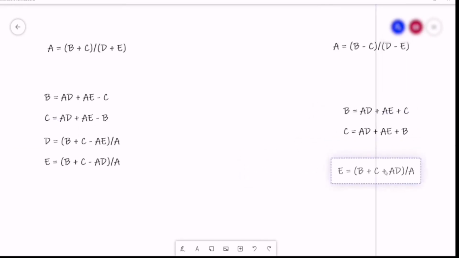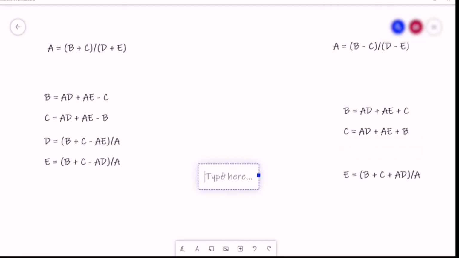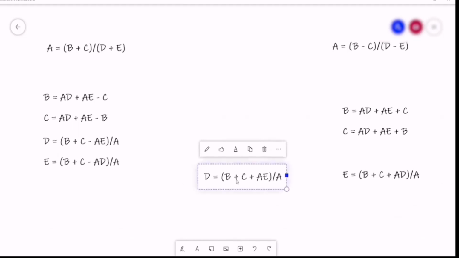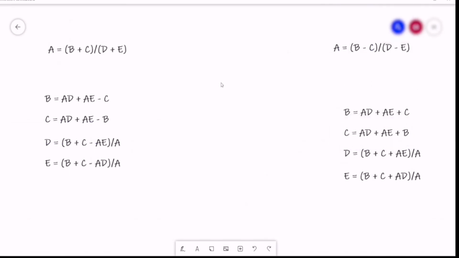And then instead of negative AE, we would have positive AE. Let's have it. D equals the quantity of B plus C plus AE all over A. Alright, so there we go. So move all the formulas here. Alright. So here are the specific formulas whenever one of the terms is missing, these types of formulas.